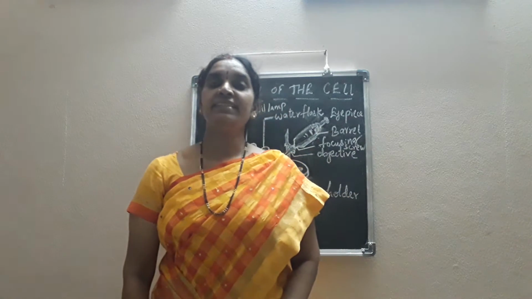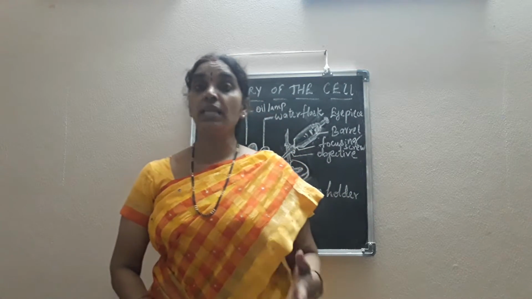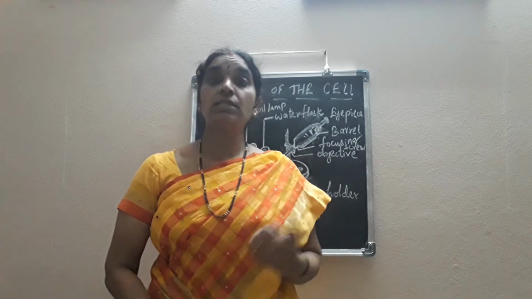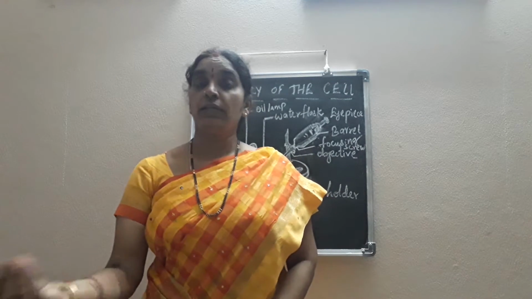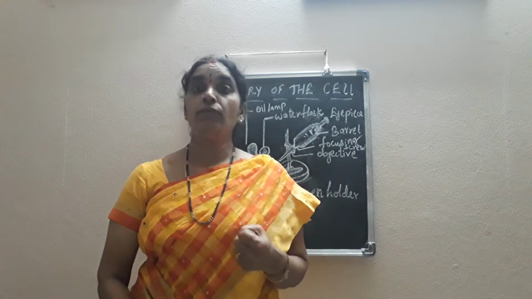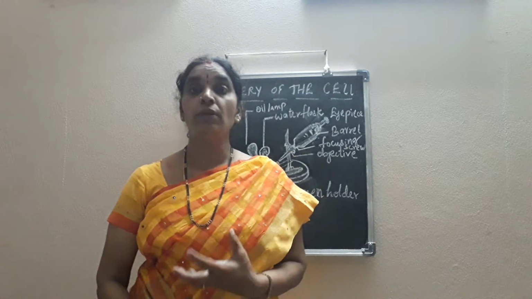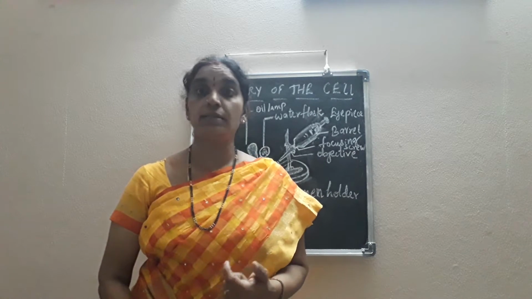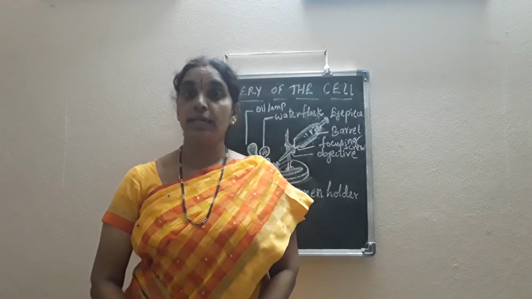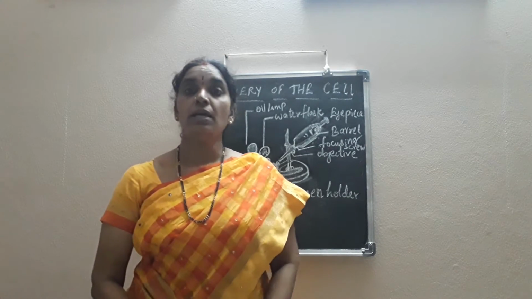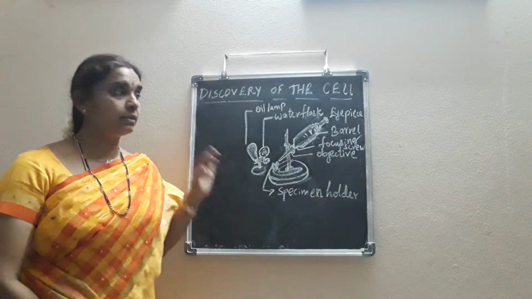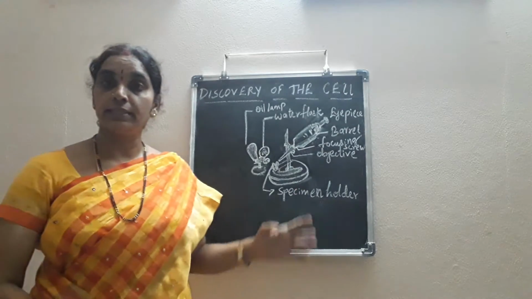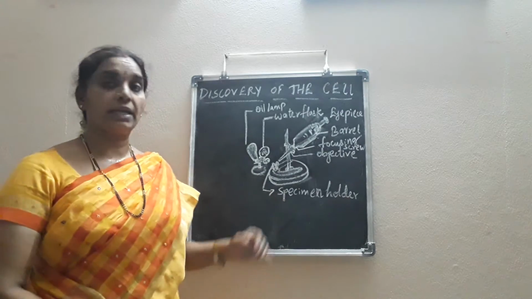Good morning, children. In the previous class, we saw the different parts of the microscope and the scientists. We have learned everything regarding the cell, the basic structural unit of life. Is it clear, children? If you see the picture on the board, I think you can easily identify that it's Robert Hooke's microscope.